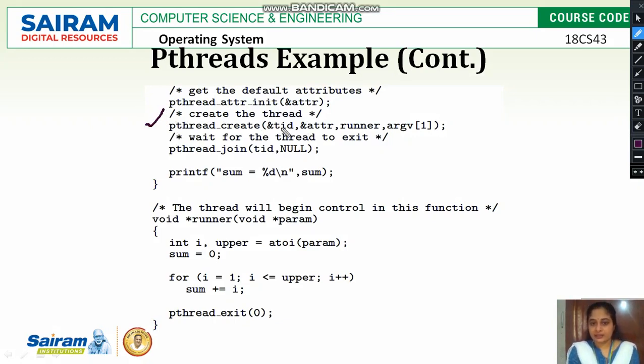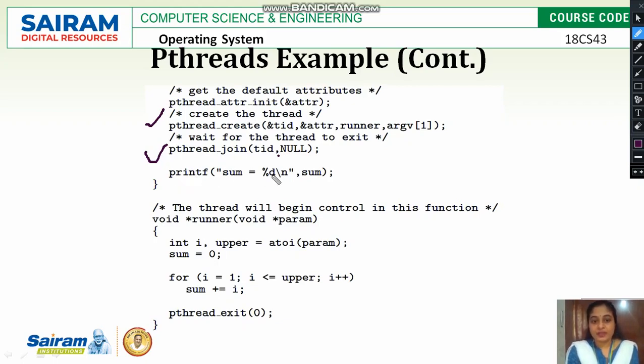Tid is used for getting the thread ID, attr gives the attributes of the thread, and runner is the function called by the pthread, and the argument which we have given from the command line is passed to the pthread creation function. Pthread_join is a function where your threads are joined to the program under execution. So you are running a program, and that program will be joined with this thread for execution. Tid is the thread identifier from which you can identify the thread, and a null value is passed to join the program.